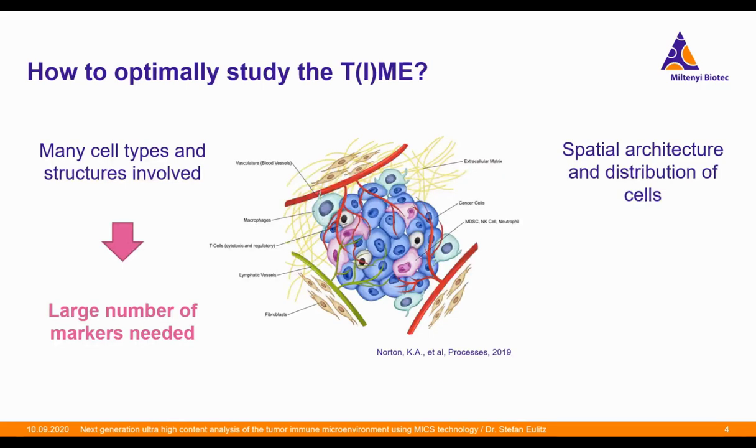Light microscopy techniques are very well suited to fulfill this requirement, but standard microscopic approaches usually suffer from the limitation that the number of markers which can simultaneously be analyzed is too limited to really provide detailed phenotypes of all involved cell types and structures. The solution for this is the MIX technology and the MACSima instrument, and I will explain to you why.